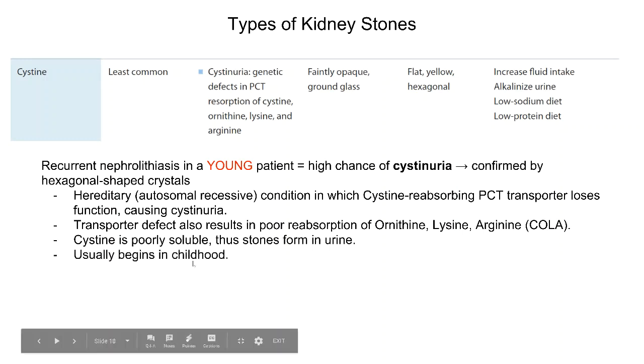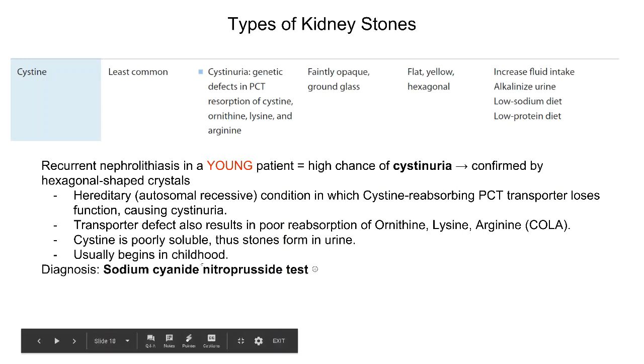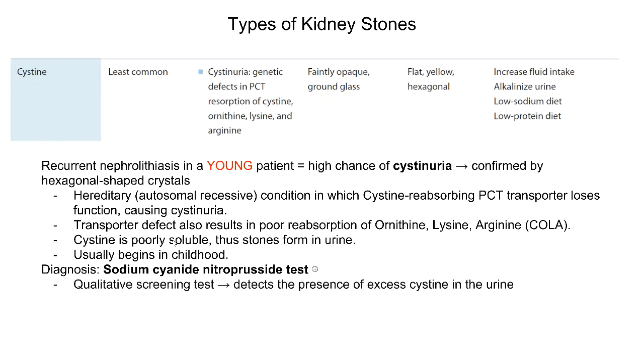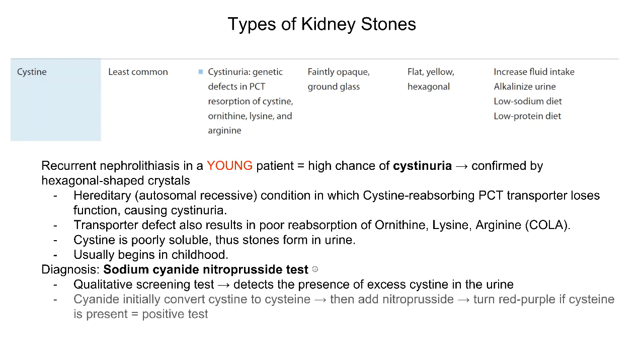Okay, so usually benign in childhood, right? So how do you diagnose this? You use a sodium cyanide nitroprusside test. This is the only test that can test for this cysteine. If you see this test, think about the cysteine stone. Basically, it's a qualitative screening test to detect the presence of cysteine in the urine. A positive test is when you see a red-purple color in the urine.